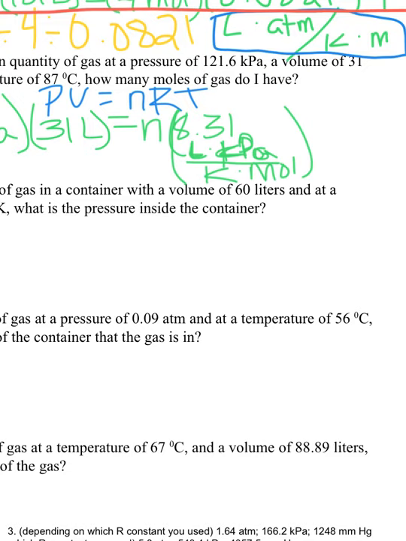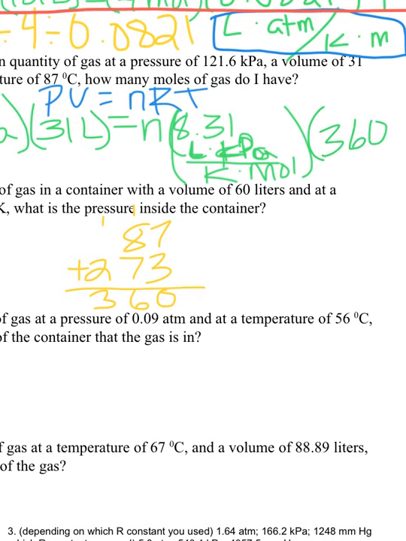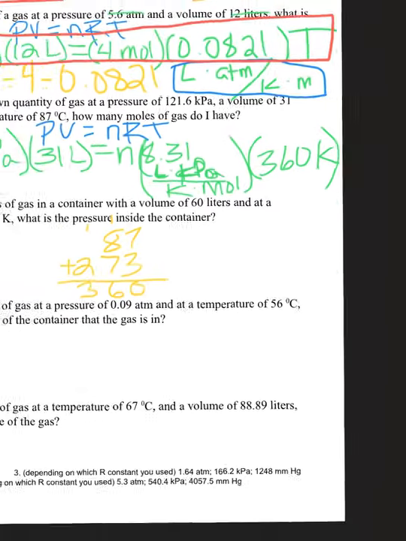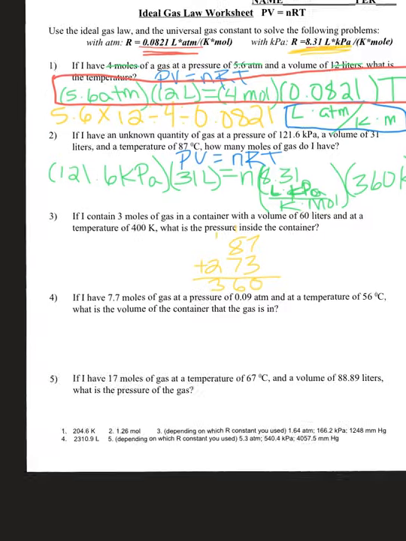So I'll do that longhand right here really quickly. So I have 87 plus 273. Okay, so that's going to be 10, 9, and 7, 16. So that's going to be 360. That's what we plug in. 360 Kelvin. So there is your work for number 2.